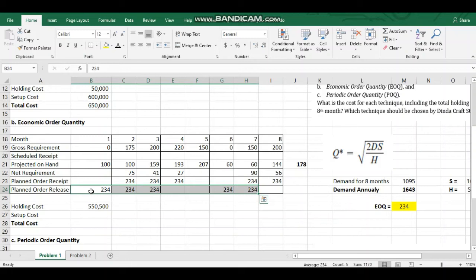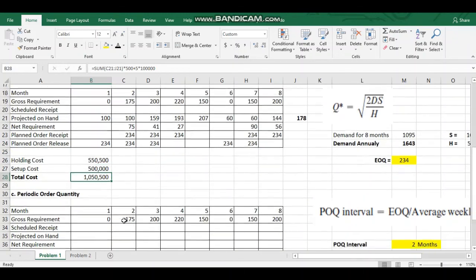So how many times did we place our order? You don't have to sum all of these numbers, but you have to count how many times we place our order. So here we ordered 1, 2, 3, 4, and 5 times. So 5 times 100,000 is our setup cost. So the total cost is this number, 1,050,500.